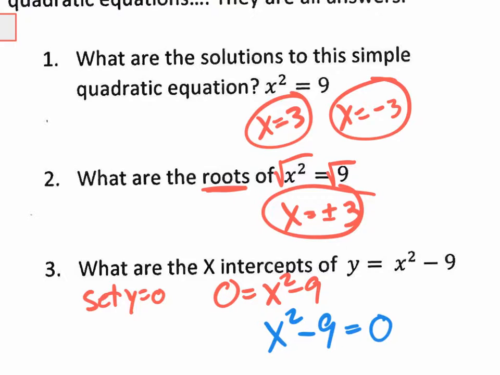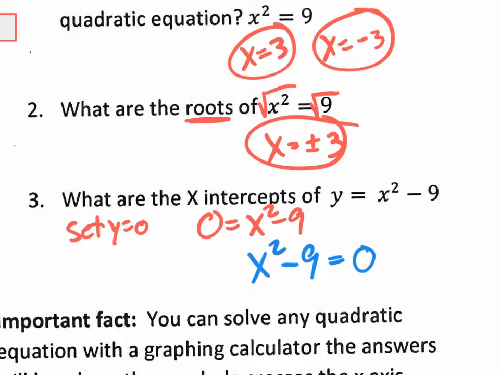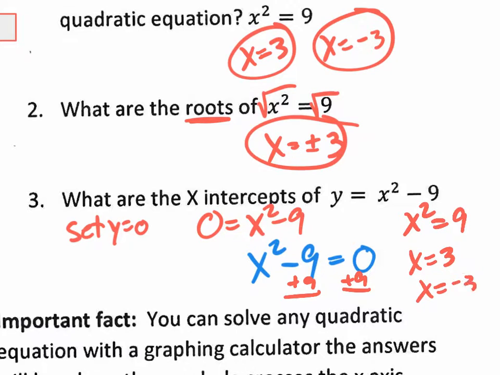Okay, so that's an equation that I could solve, right? And how do I solve it? Add 9 to both sides, so plus 9. I will have x squared equals 9, and again, I get the same answers. What are the same answers? X equals positive 3 and negative 3. So you can put a plus minus, or you can actually write it out.